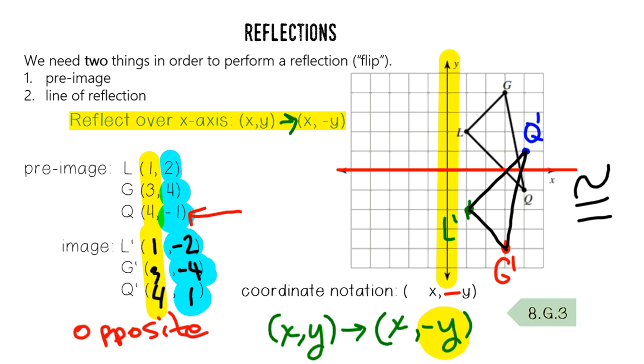Now, we will talk more about doing reflections over other lines because, again, remember, we can reflect over any line, not just the x-axis or the y-axis. We can reflect over any vertical, horizontal, or slanted line, and we will discuss that more in class.